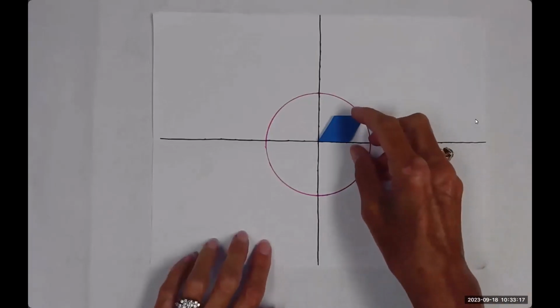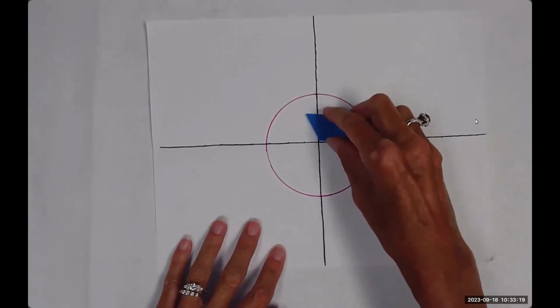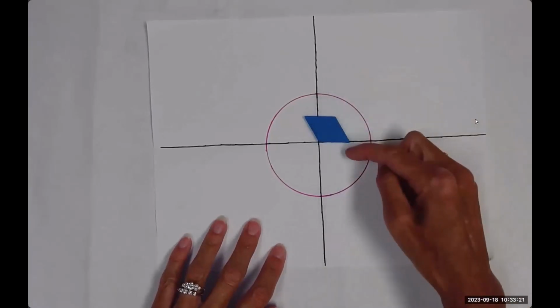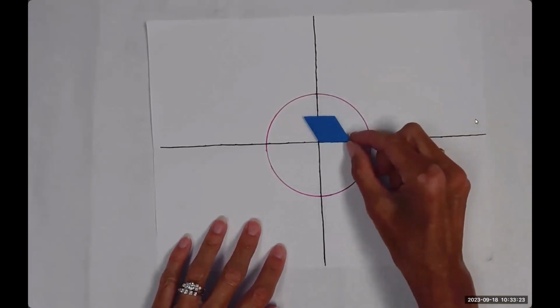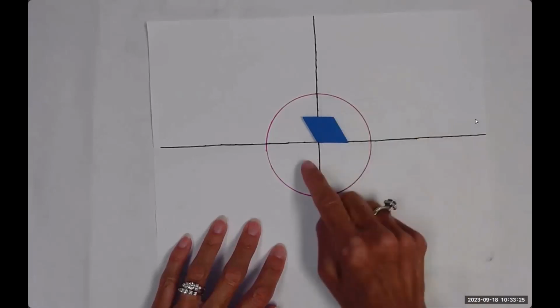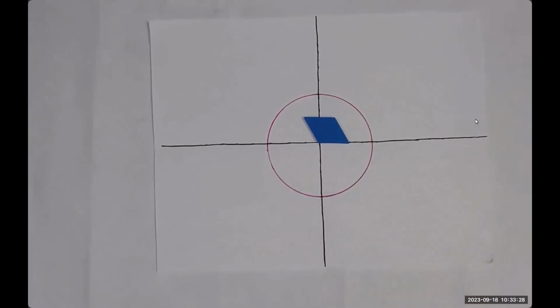If I turn the rhombus to a different orientation and line up a different side with that horizontal line and place the vertex of that angle at the center of the perpendicular lines, I can see that this angle in particular is now an obtuse angle.